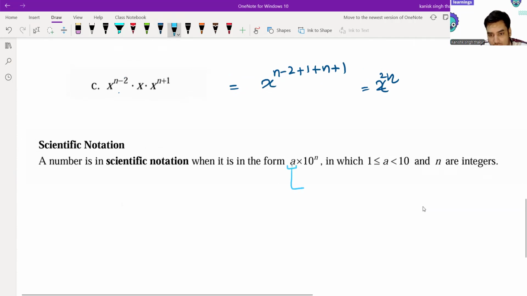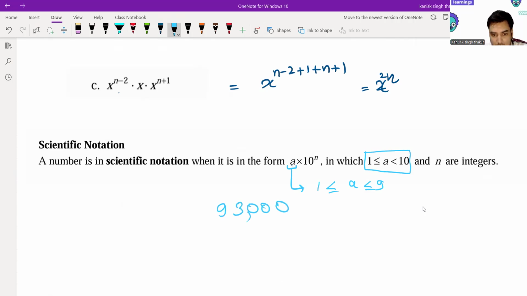This a will be lying between 1 and 10, right? So 10, it cannot take the value. It is lying between 1 and 9 exactly. Suppose I have, say, 93,000. I can write this 93,000 as 9.3. Why am I writing 9.3, not 93? Because I have to write between 1 and 10. And then how many zeros? 1, 2, 3, 4, right? After the decimal, how many zeros will I put? Times 10 to the power 4.